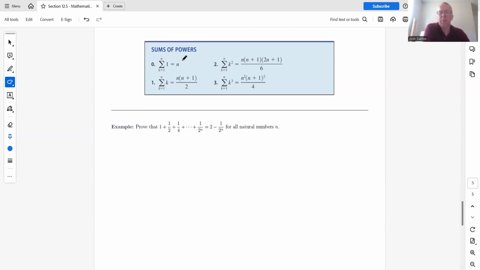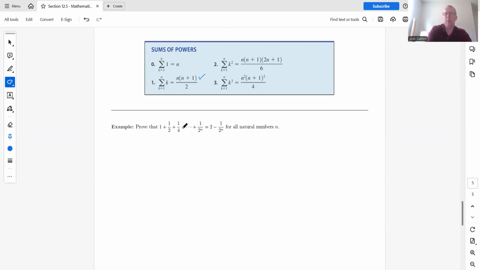All right, so we just showed this one, and these are just other formulas. If you add 1 n times, that would equal n. That's kind of the definition of multiplication. If you add the squares of the first n numbers, that would equal this, and then the cubes of the first n numbers would equal this one. So those might help as you're going through the homework. You might want to reference those.